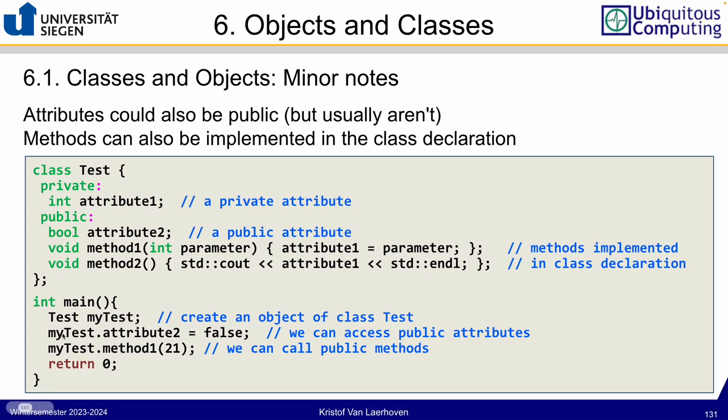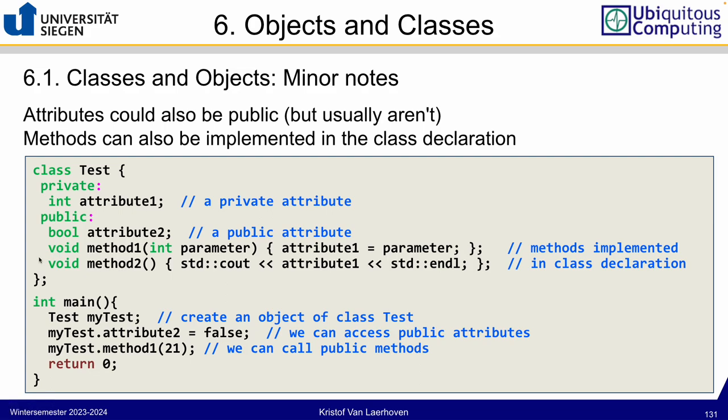So in that case, we say myTest.attribute 2, that is this attribute right over here, can be set or can also be read as people wish. So there is no data protection happening. But sometimes that does make sense. And the same can also be done for methods.